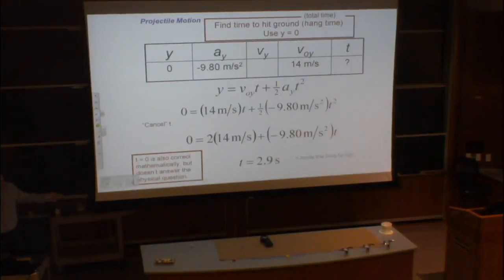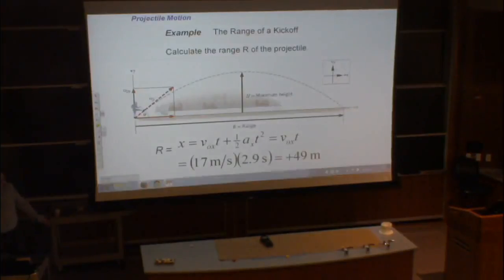Well, my slide uses 9.8, so instead of 2.8, it gives 2.9. And this is how we can calculate the range. The range is how far it travels horizontally. So for horizontal motion, we need to use 18.85 or 16.85, and total time.